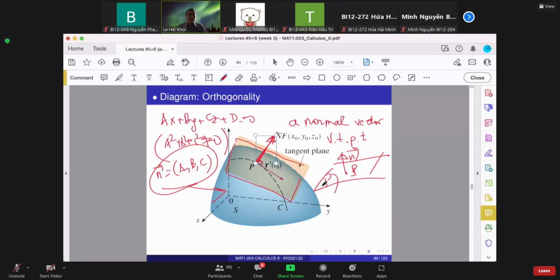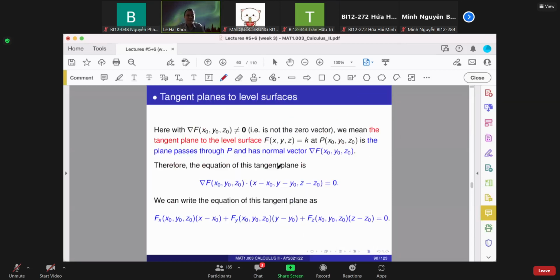So, by that reason, we can have the equation of the tangent plane, which has the normal vector, the same as the normal vector, right? The gradient multiplied by any vector on the plane, x minus x0, y minus y0, and z minus z0, where x, y, z in R3 satisfies this condition. This gives the tangent plane to the level surface at a point.